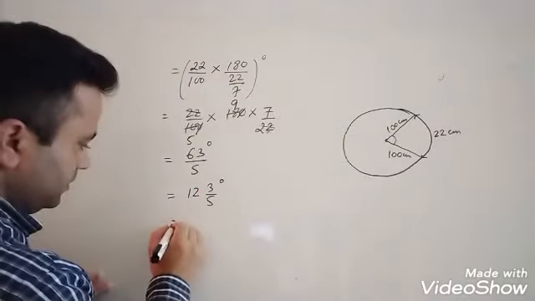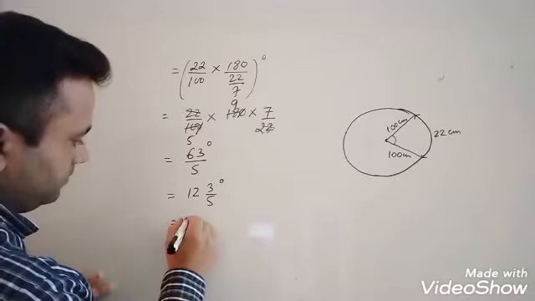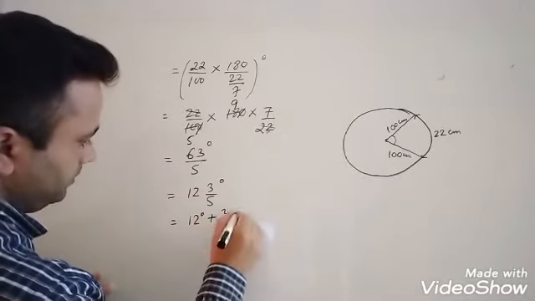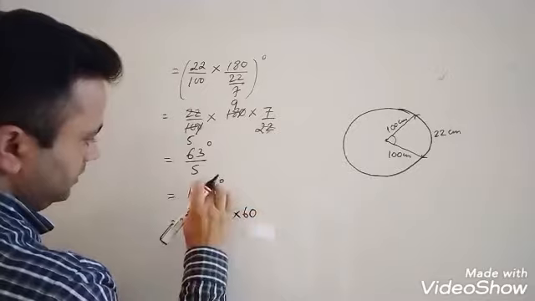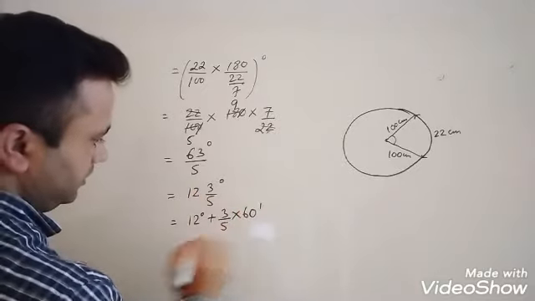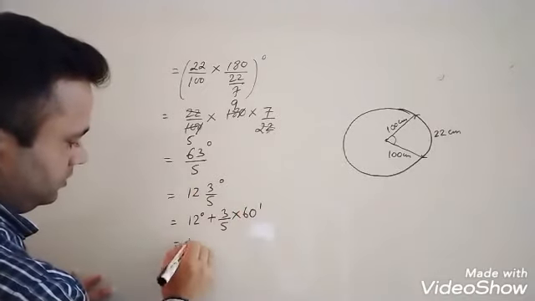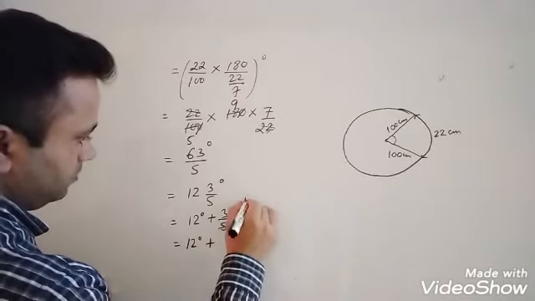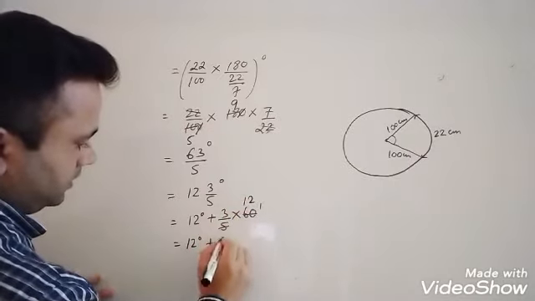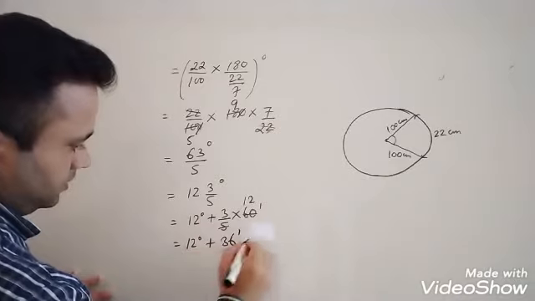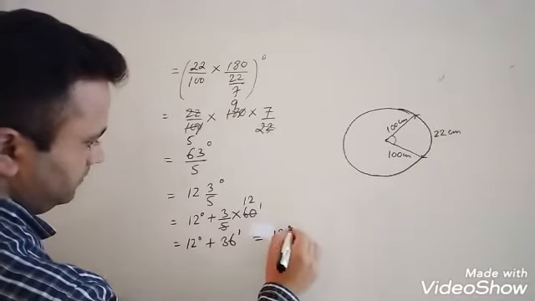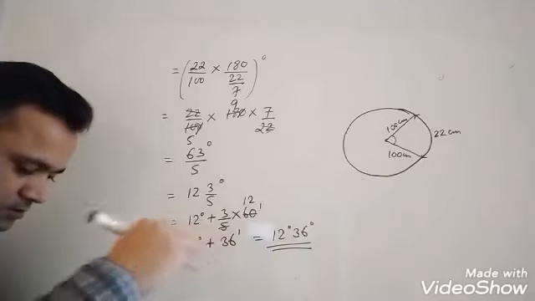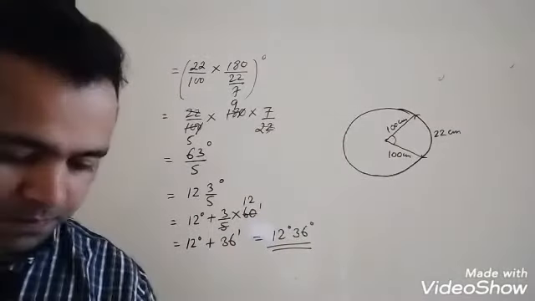After that, separate the whole number and the fraction. 12 degree plus 3 by 5 into, now degree converted into minute, 60. So this equals 12 degree plus 36 minutes, since 3 by 5 into 60 is 36. So this equals 12 degree 36 minutes. This is the answer.